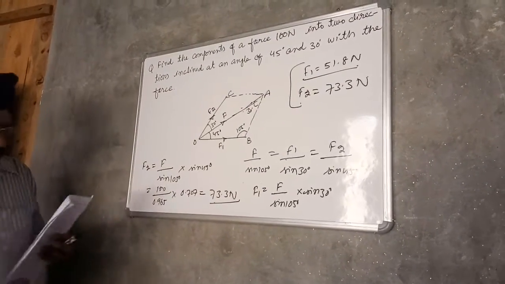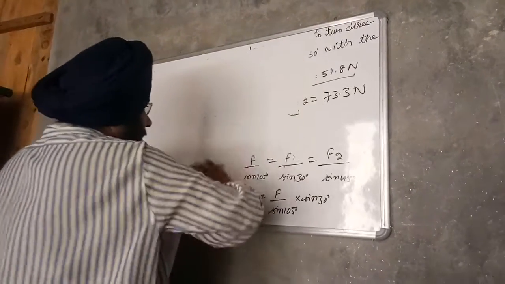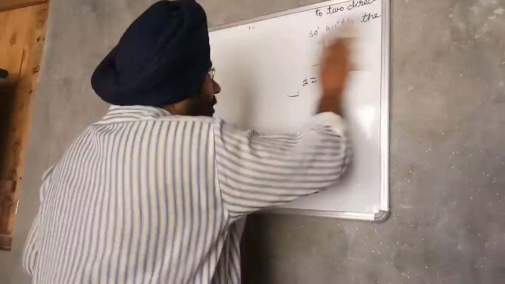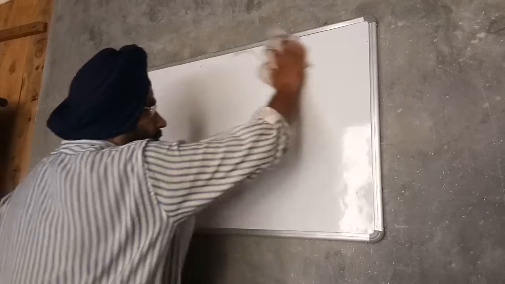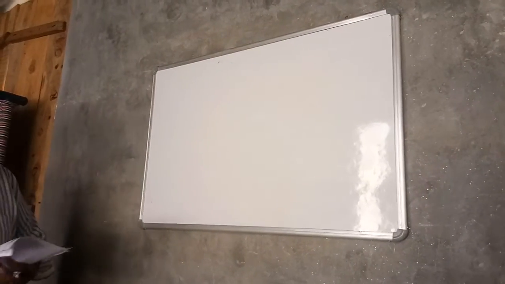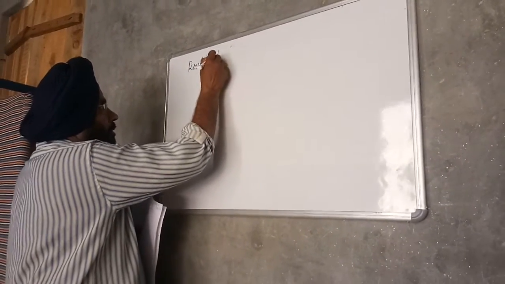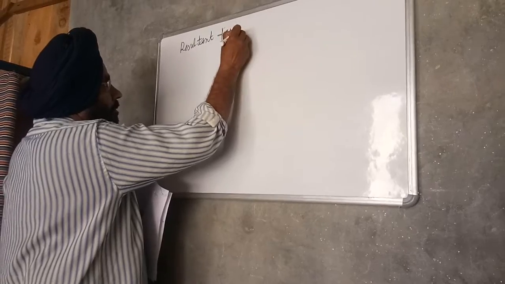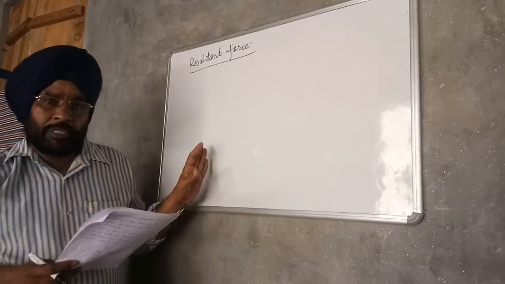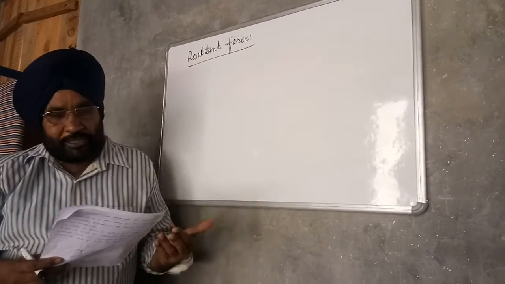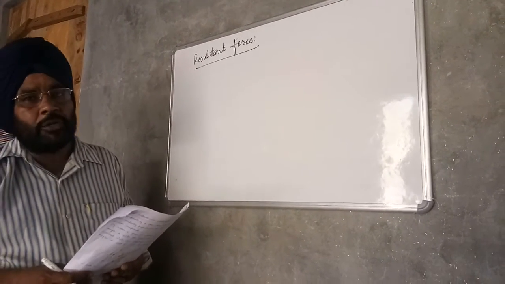So next is, what is a resultant force? A resultant force is a single force which can replace two or more forces and produce the same effect on the body as produced by the given forces.